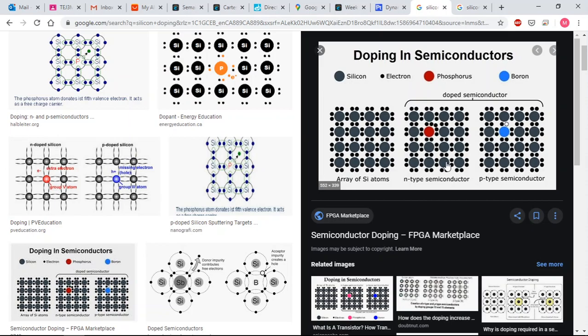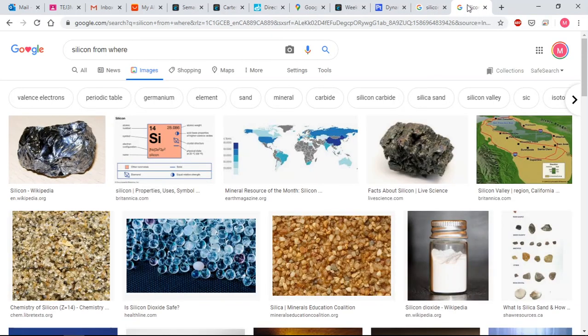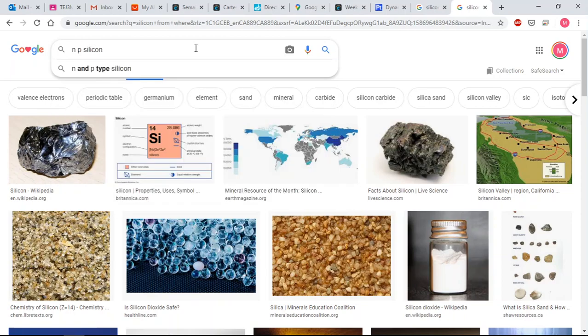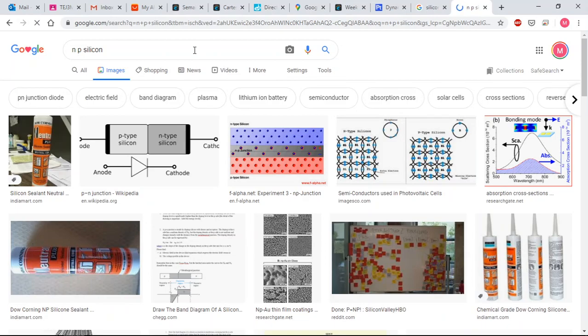Why is that interesting? Well, what's going to be of interest is when we stack, smush together an N and a P-type chunk of silicon. So if I go here, NP silicon, well, there you go. We're going to get exactly this.